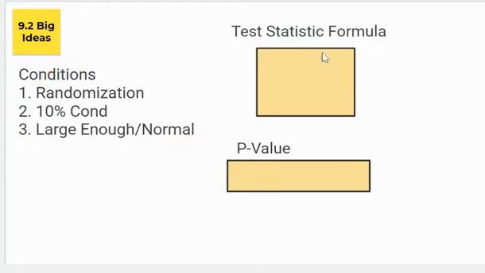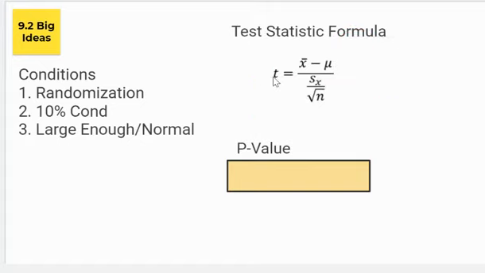All right. The second thing we want to look at is the test statistic for this type of test. So the formula would be this. It's t instead of z, and then it's our sample, x bar, minus our parameter mu, divided by the standard error, which is the sample standard deviation over the square root of our sample size.